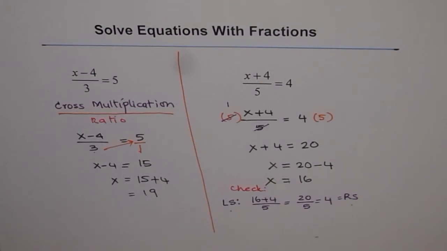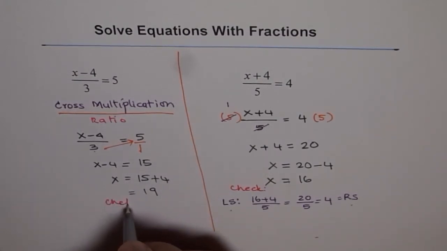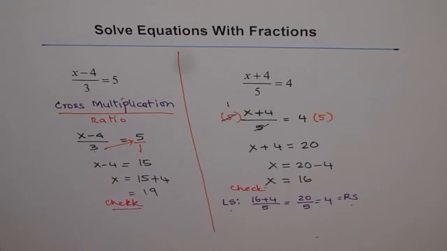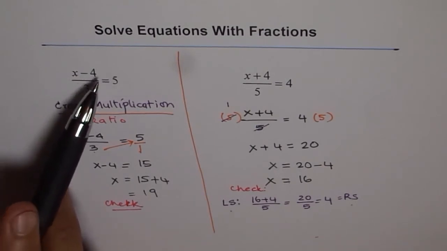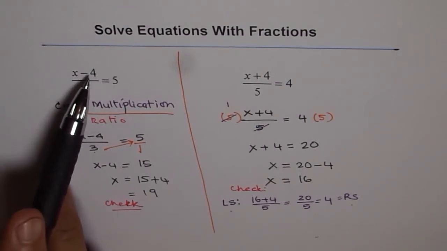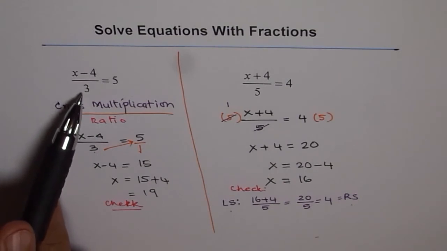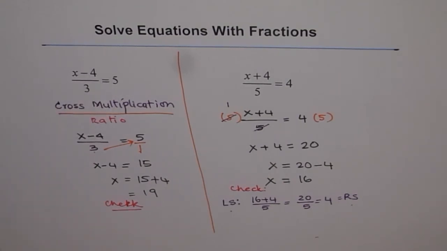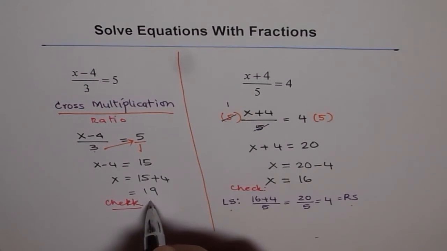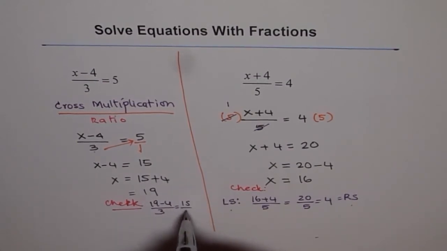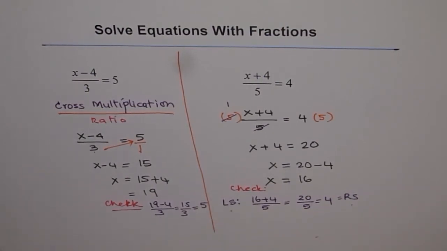And what you should do after getting a solution is to check. And how will you check it? Plug in 19 in your original equation. 19 minus 4 is 15. 15 divided by 3 is 5. So that's a good check, right? So you get (19 - 4) divided by 3, which is 15 divided by 3, which is the number 5. And that is perfectly fine. So that is how you do these kinds of problems.